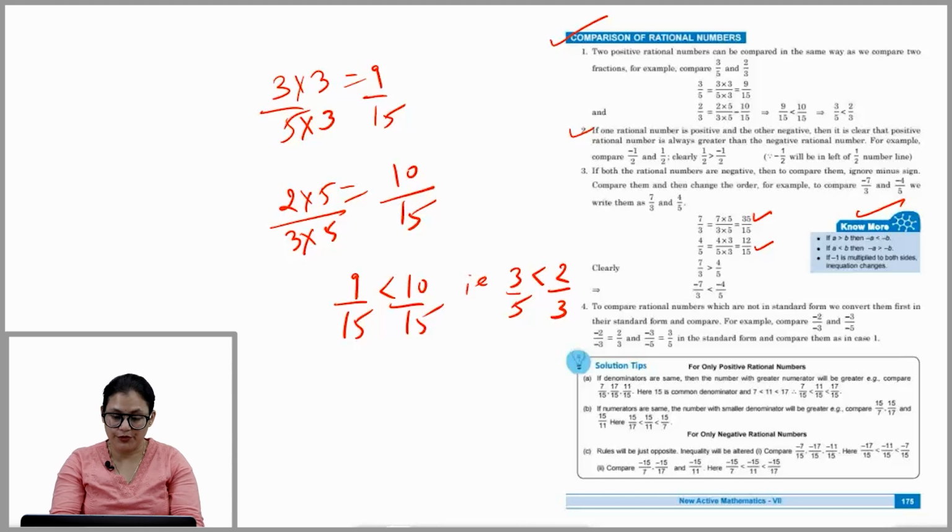Number 4. To compare rational numbers which are not in standard form, we first convert them into their standard form and then compare. For example, compare minus 2 by minus 3 and minus 3 by minus 5. When we convert minus 2 by minus 3 into standard form, we get 2 by 3, and minus 3 by minus 5 gives 3 by 5 in standard form. Then we will compare them as we compared in case 1.